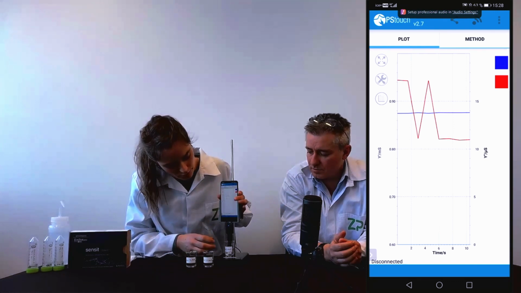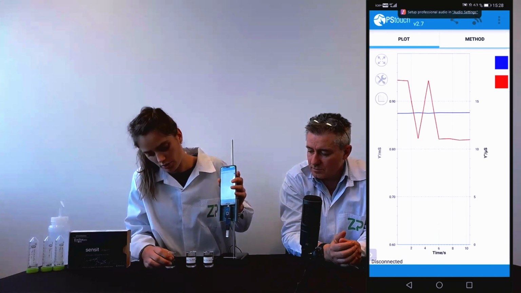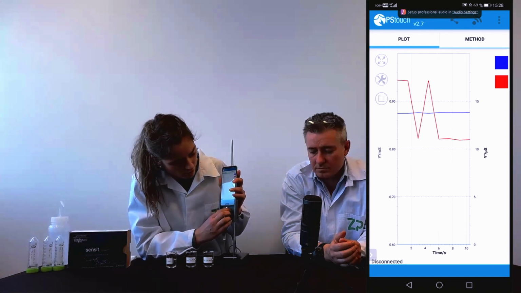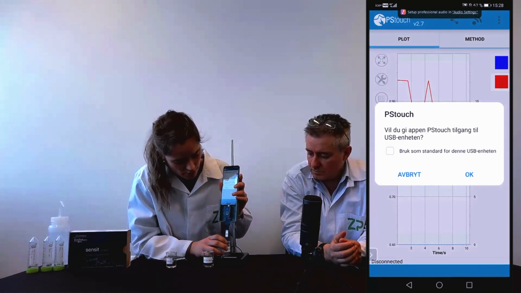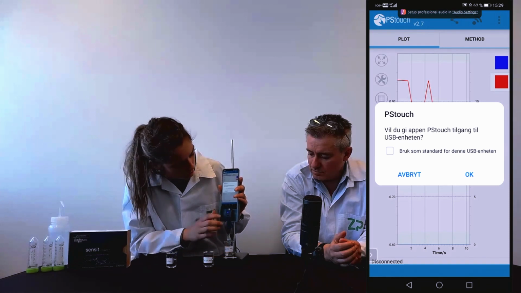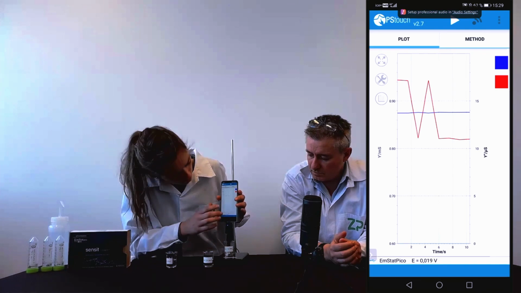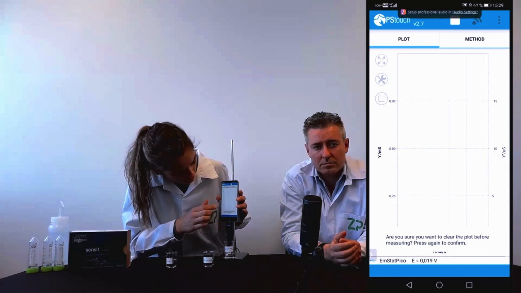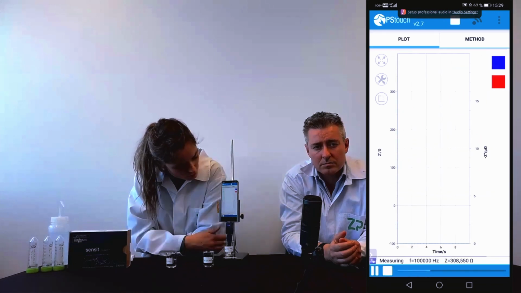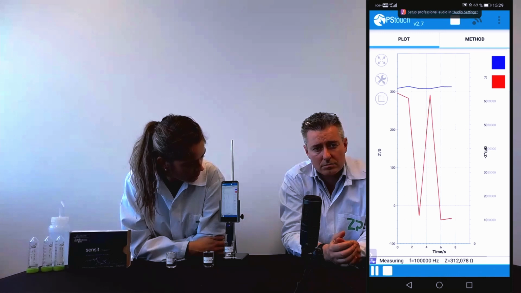So we'll do the same for the next concentration, which is a bit higher. The previous concentration was 2.67 millimolar. And we'll now do the same for approximately 11 millimolar of sodium chloride. So we'll redo the measurements and clear previous data. And now we're running it over. Again, you can see the impedance, as this is impedance spectroscopy.